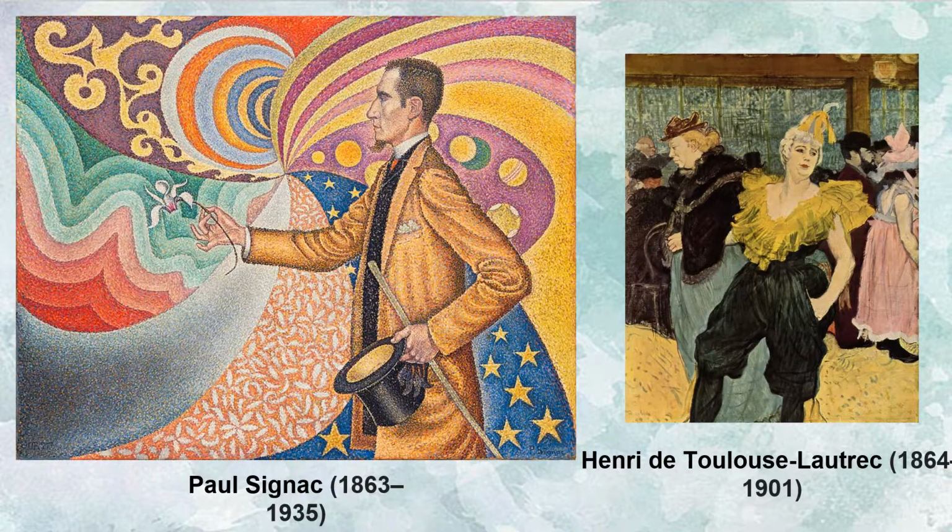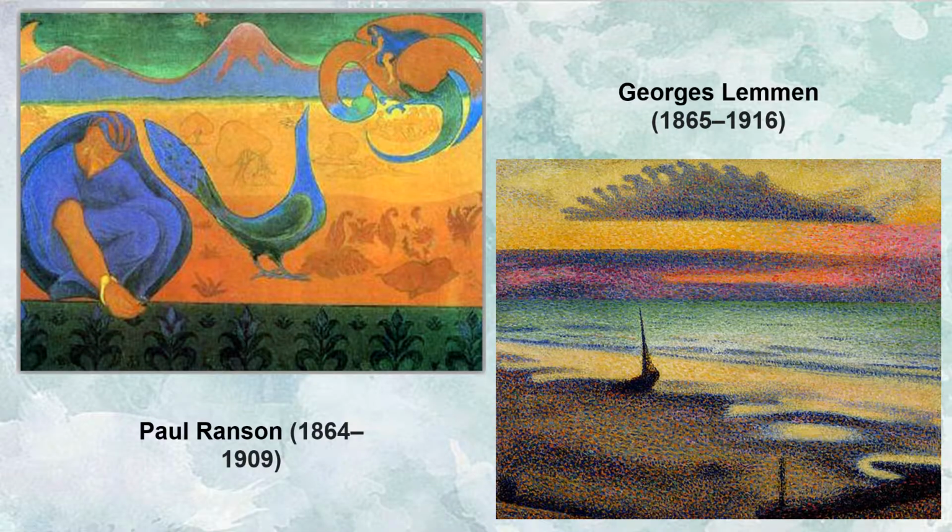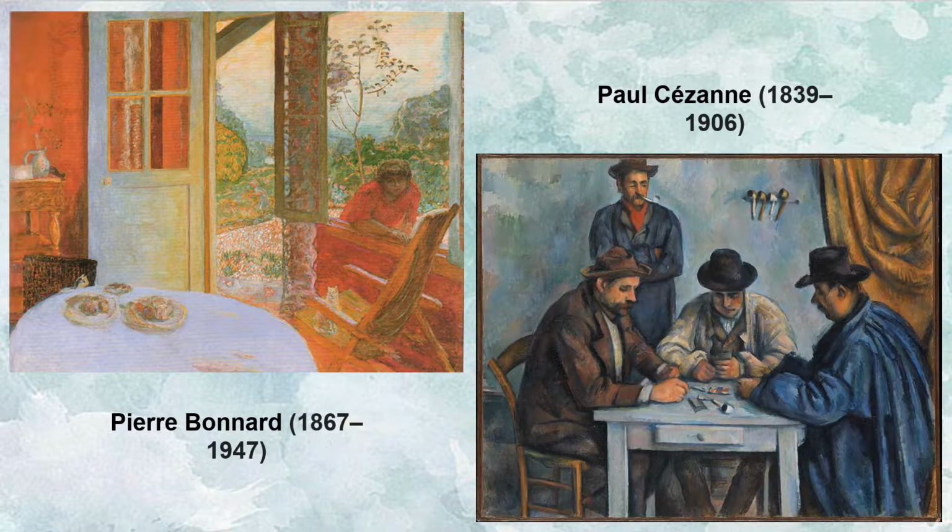So here are some of the artworks from the Post-Impressionist era. The left one being from Paul Signac and the right one being from Henri de Toulouse-Lautrec. So some of the artworks here, left one being from Paul Ranson and the right one being from Georges Lemmen. So some of the other major artworks include the left one being from Pierre Bonnard and the right one being from Paul Cézanne.